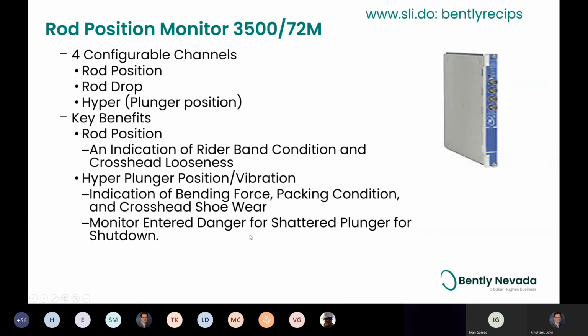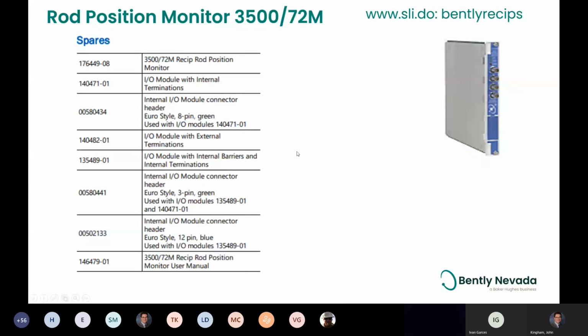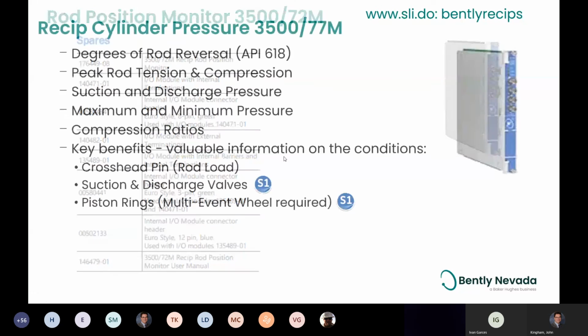The other thing that we have learned is that when those plungers break, there's usually no indication of that other than it wipes out both of those horizontal and vertical rod position probes. So when those probes go not okay, that is a trigger for a shutdown. Okay. So again, here are the part numbers.